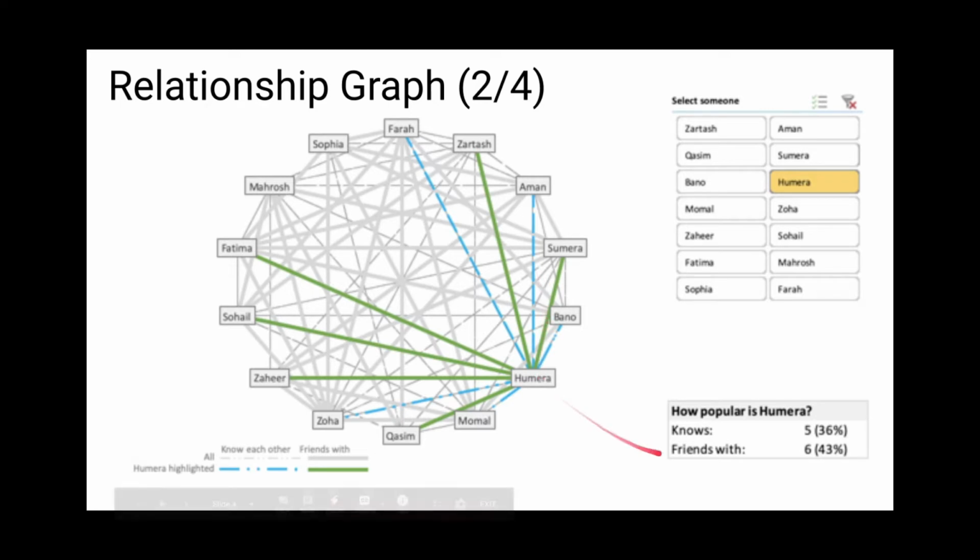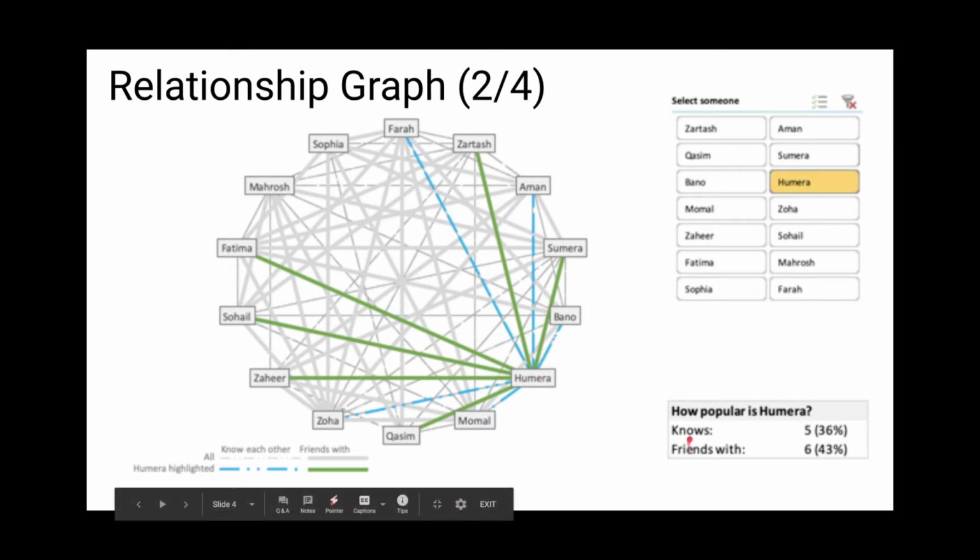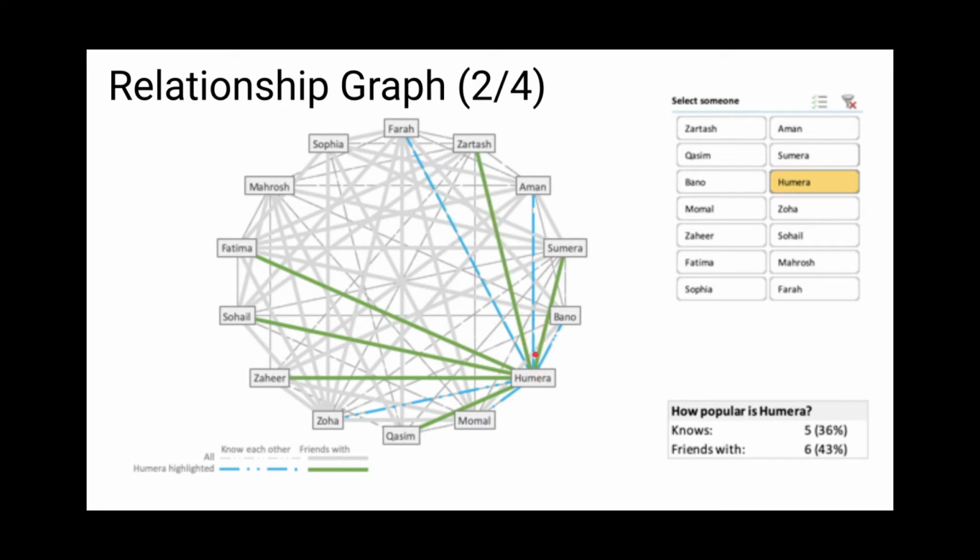And here we can see that Humaira knows 5 people and she is friends with 6 people. These connections are shown by the green lines and dotted blue lines. The green lines show a very strong relationship and the dotted blue line shows a weak relationship.